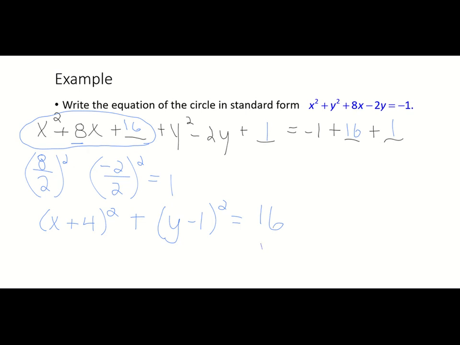R squared is 16, so that means the radius would be the square root of 16, or 4, if we wanted to find the actual radius. The center of the circle is going to be (-4, +1), because remember, you do the opposites. So h would be -4, k would be +1. So if we wanted to write it out, the center would be (-4, +1), that's (h, k). And then r is 4 if we needed it. So our center is (-4, 1) and our radius would be 4. They just asked for the standard form, so really this is all you need.